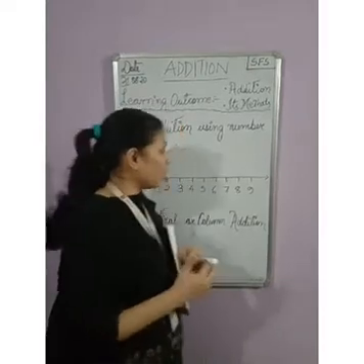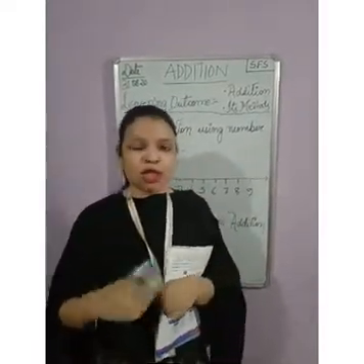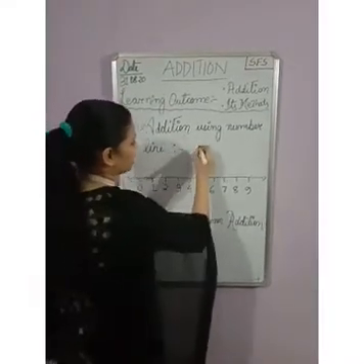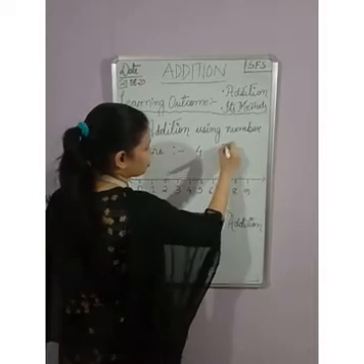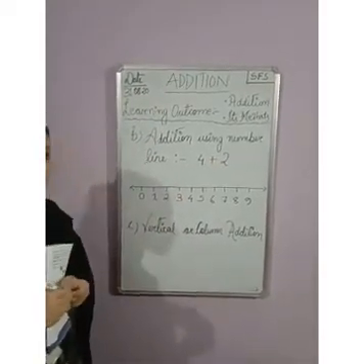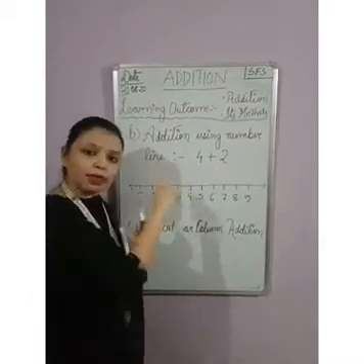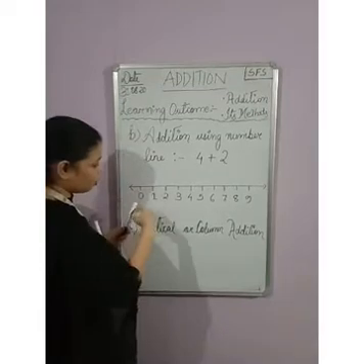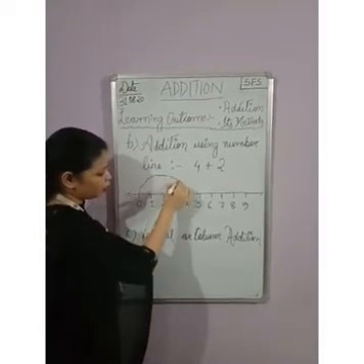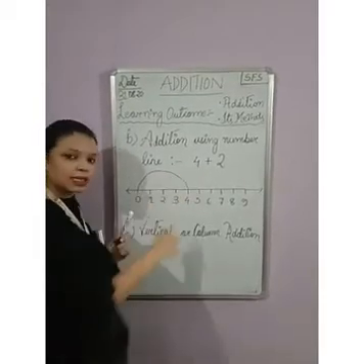Alright, now addition using number line, I have to take an example. So what example will I take? I'll take the numbers 4 and 2. I have to add 4 and 2 using the number line. Now what is the first number here? 4, and 4 is the bigger number. So I'll start from 0 and it will come till 4. 4 is here. So the first part, for the number, is done.